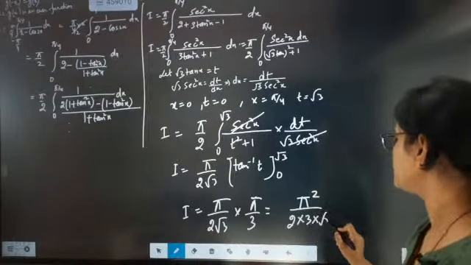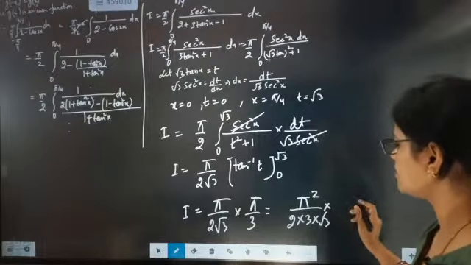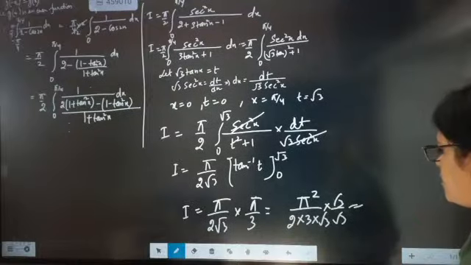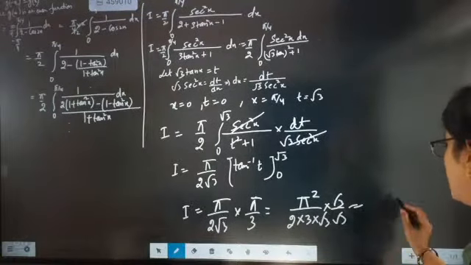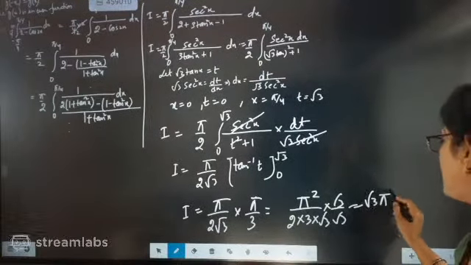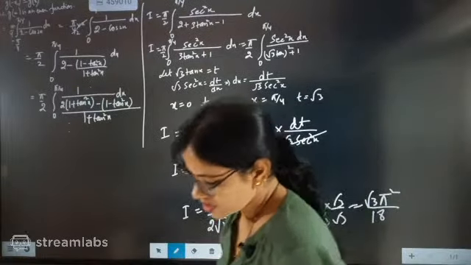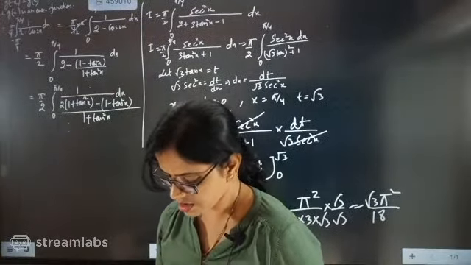Root 3 is there, so I am going to just multiply this as root 3 into root 3. So what is it going to do? Root 3 will be down. So root 3 pi square by 9 into 2, that is 18. I think, yes.